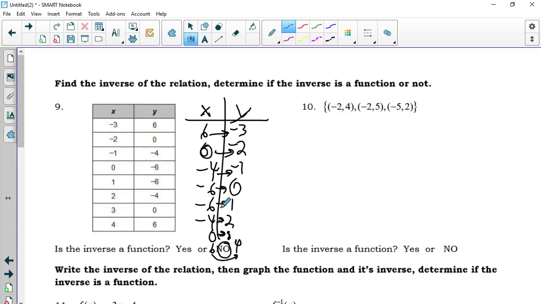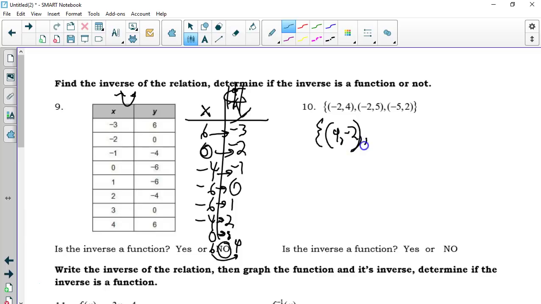Each of these has more than one output. And basically what you have here is, this is a parabola, and this is a sideways one. And so it would fail the vertical line test all over the place. All right. Here, we're just going to do the same thing, except we're going to write it a little bit differently. So we have the point 4, negative 2.